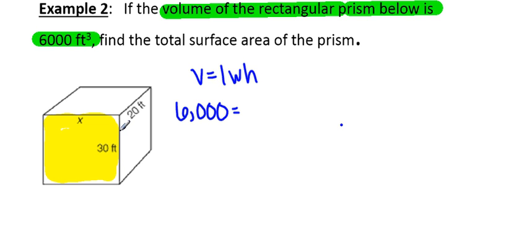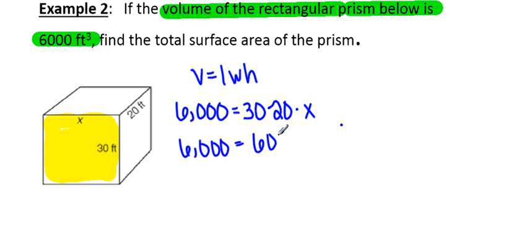We know our length and our width are 30 and 20, and I'm going to think about that x as being the height of my prism. Now you could have used the 30, the 20, and the x interchangeably for any of the length, width, and height. Well, we end up with 6,000 is equal to 600 times x, and when I divide both sides by 600, I find that the value of x is 10, and that's going to be measured in feet.